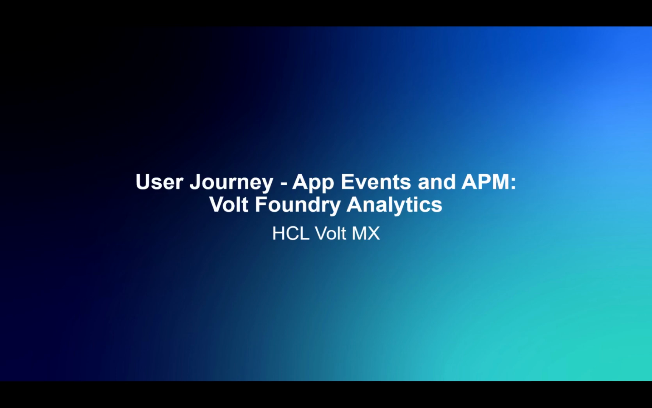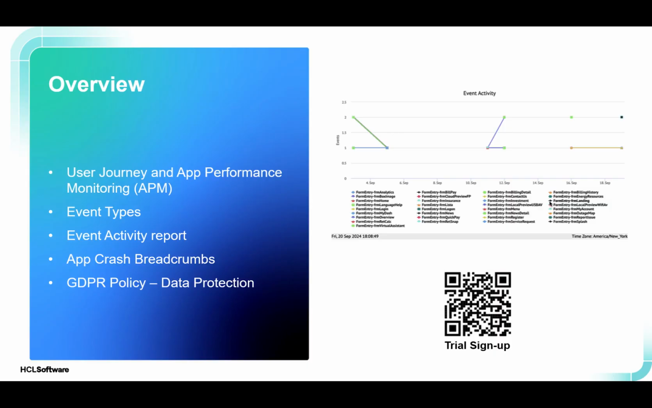Hi everyone. Welcome to this session on user journey, app events, and APM capabilities in HCL Volt MX. Understanding how users interact with your application is critical to delivering a seamless and enjoyable experience. Application performance monitoring is the ability to check and track the performance of an application. Volt MX allows you to monitor the performance of the app and see the journey of various users using the app.